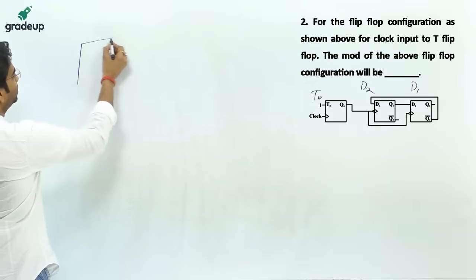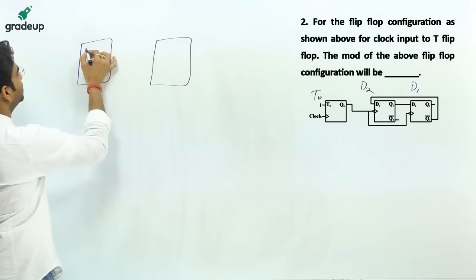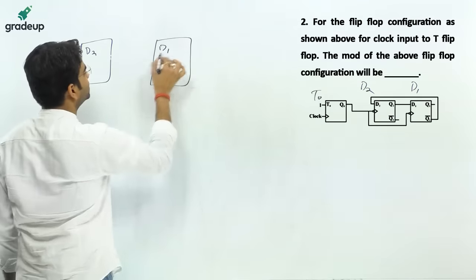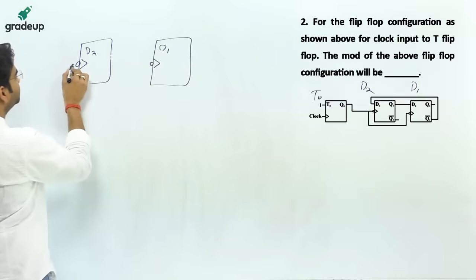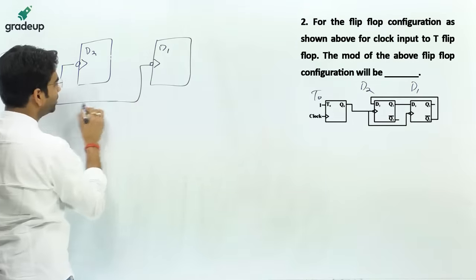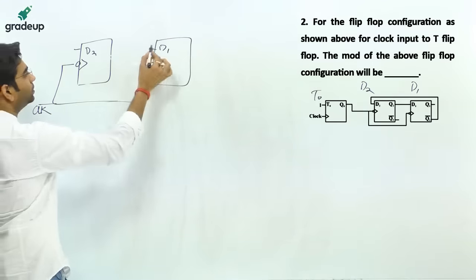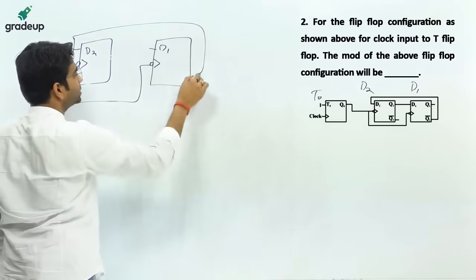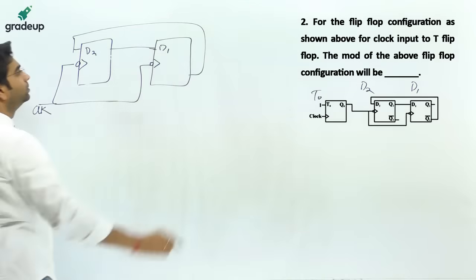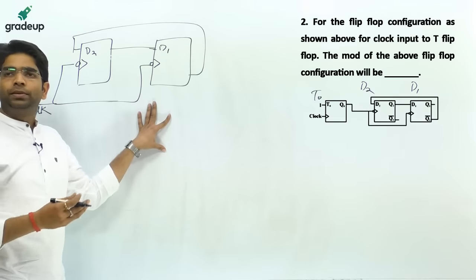As it is D2, it is D1, negative edge trigger. Clock is fed. So here you are having this. This is the second stage which you are going to analyze.